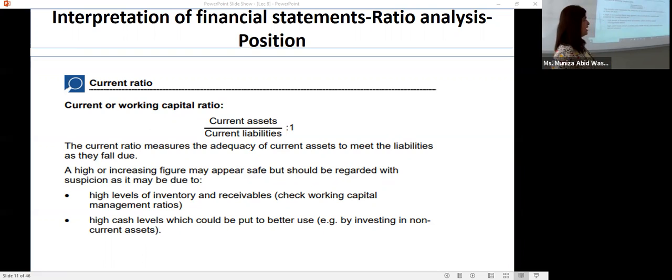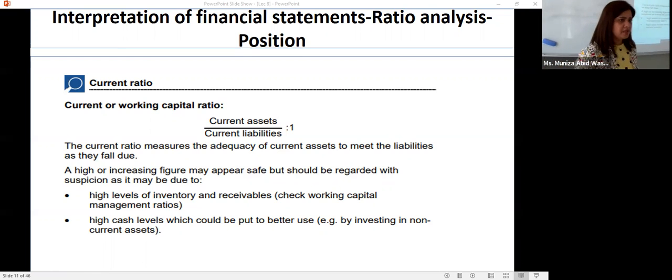The first ratio which has to be discussed under this is the current ratio. The answer to these ratios will not be in the form of percentages. We will either get the answer in the form of times, or we will get the answer in the form of days. So usually the answer to the ratios under position is not going to be in the percentage form. The first ratio which we are going to discuss is the current ratio. Current ratio is current assets over current liabilities.